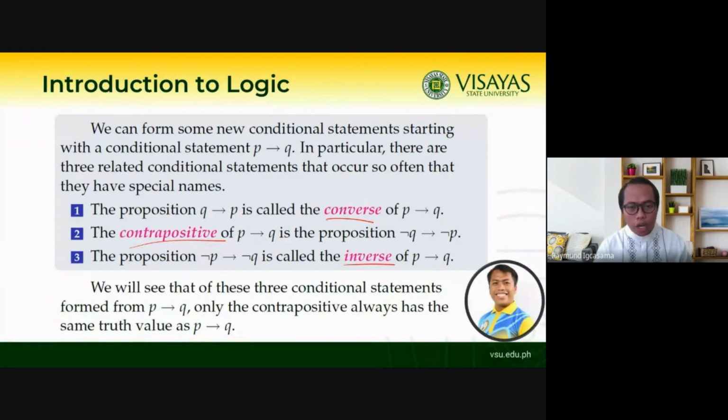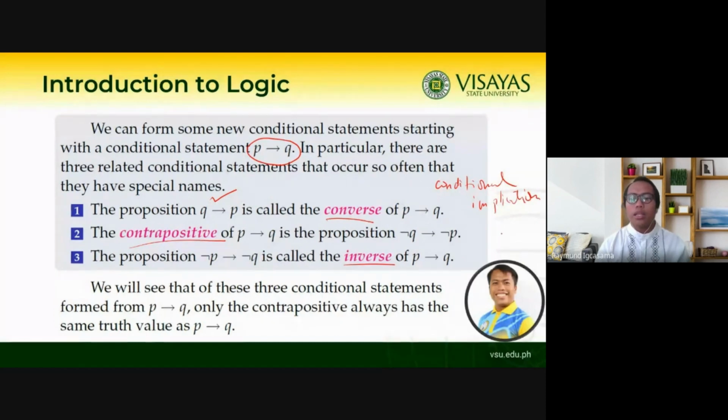Okay. The converse of P and Q, let's say for example, originally your statement is P implies Q. Its converse is the opposite, meaning Q implies P. If you take the converse, it is reversed. The premise becomes the conclusion, and the conclusion becomes the premise. This is only applicable to a conditional proposition or implication.